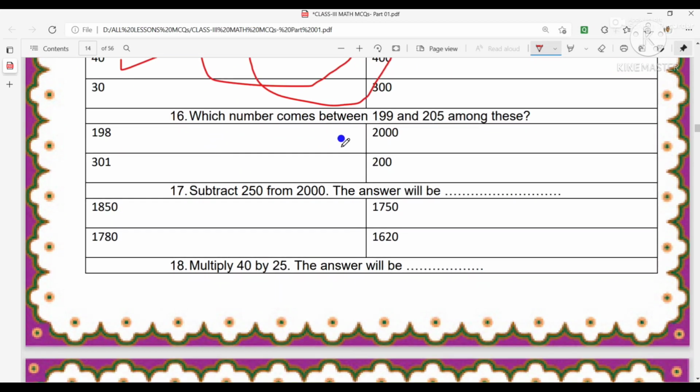Next, which number comes between 199 and 205? So the number which comes between 199 and 205 will be 200.